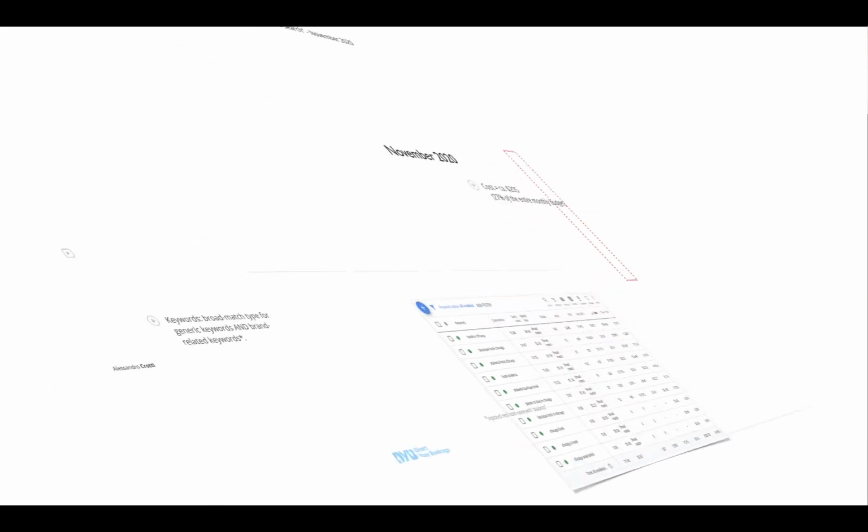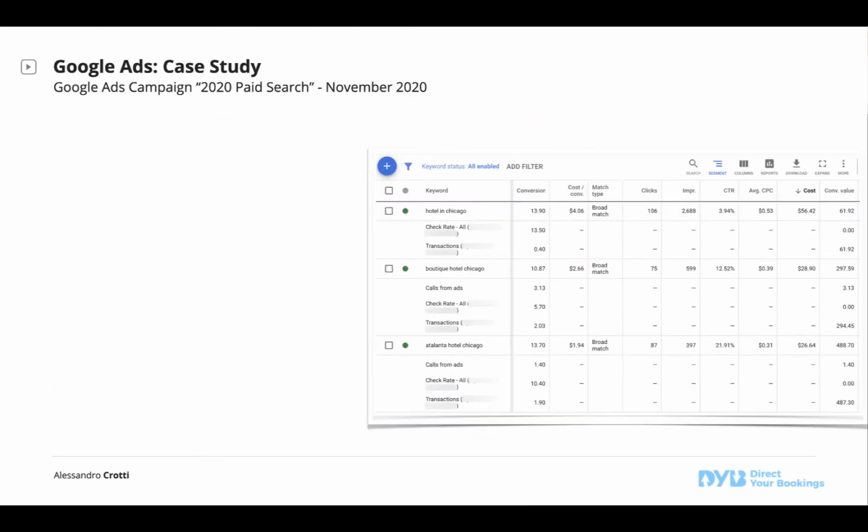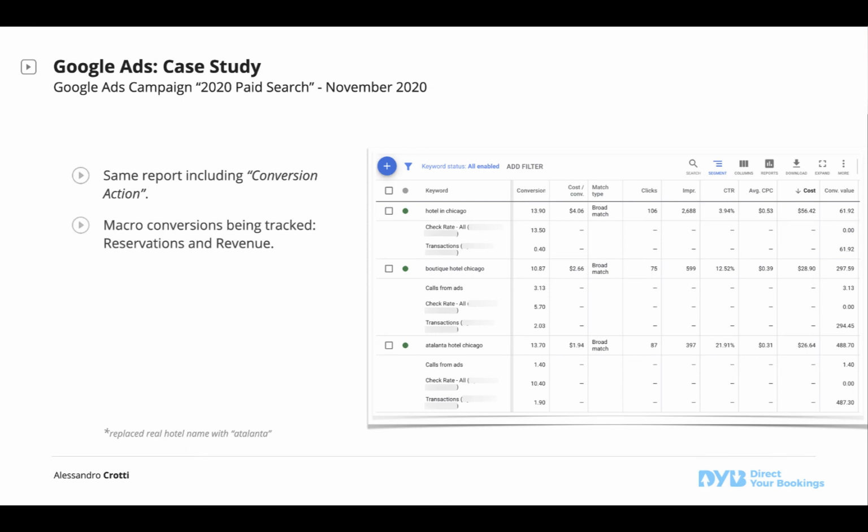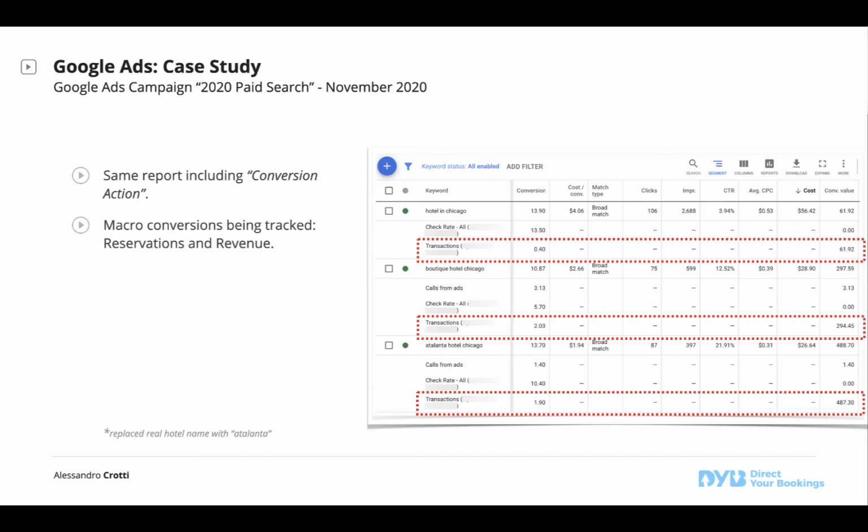First of all, let's check the conversion. What kind of conversions did these keywords generate? I just picked, again, the same report as before. I just segmented the report to include the conversion actions. And as you can see, now we no longer have only calls from ads, but we also have transactions. Transactions are revenue, so macro conversions. For all the 3 top keywords of these campaigns, we have revenue generated.